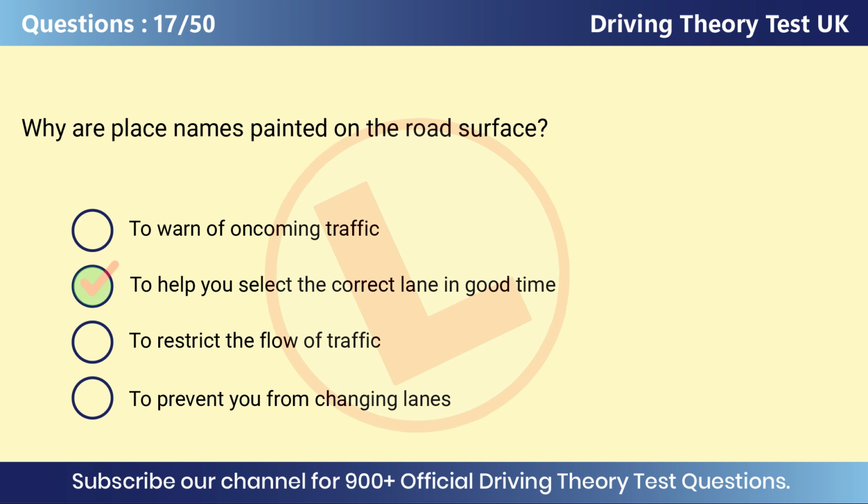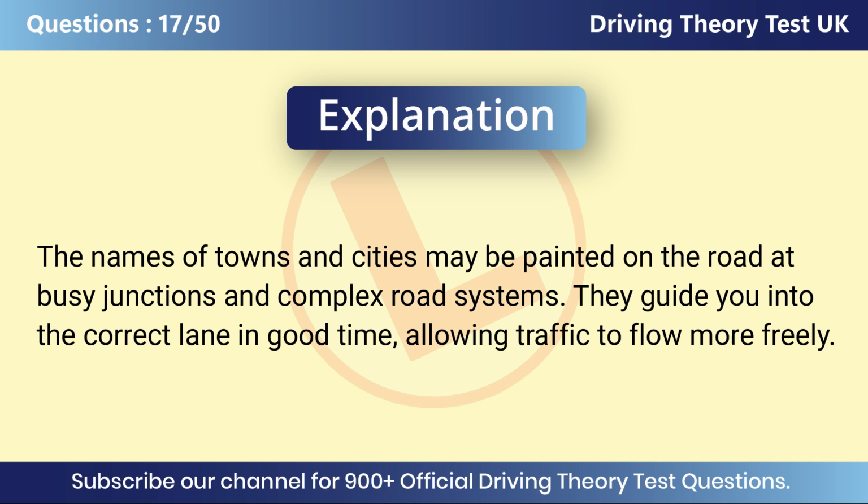B. To help you select the correct lane in good time. The names of towns and cities may be painted on the road at busy junctions and complex road systems. They guide you into the correct lane in good time, allowing traffic to flow more freely.